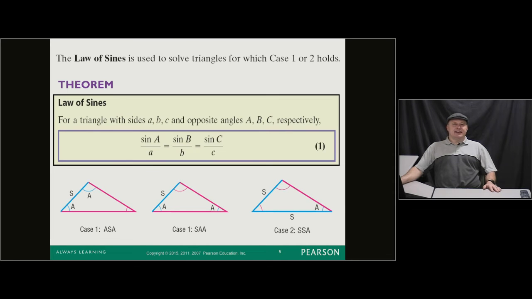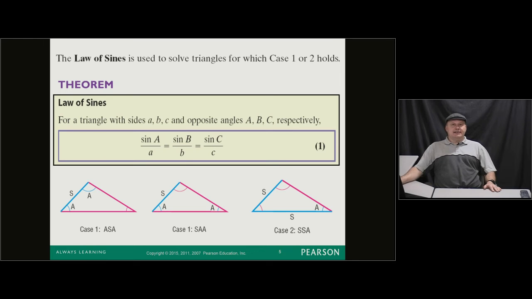But here's what the law of sines says. For a triangle with sides a, b, and c, opposite angles A, B, and C respectively, the sine of angle A over little a is the same ratio as the sine of angle B over little b, which is the same as the sine of angle C over little c. Now, as in the past, we know that since fractions are equal, that doesn't necessarily mean the numerators are equal and their denominators are equal. So a, b, and c are not necessarily equal, and angles A, B, and C are not necessarily equal, but their ratios are equal.